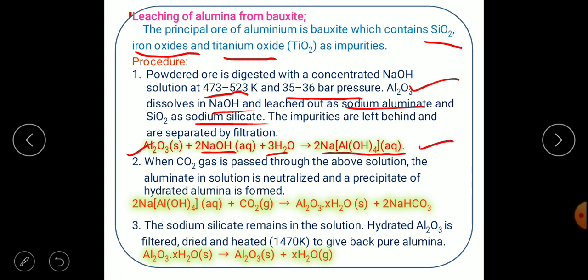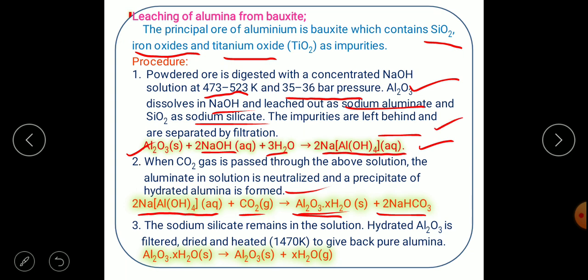So in the second step, when carbon dioxide gas is passed through the above solution, the aluminate, that is sodium aluminate, in the solution is neutralized and a precipitate of hydrated alumina is formed. So here we are taking sodium aluminate, we are going to pass it through the carbon dioxide gas in order to form hydrated alumina, whereas sodium bicarbonate is a byproduct. The sodium silicate remains in the solution.